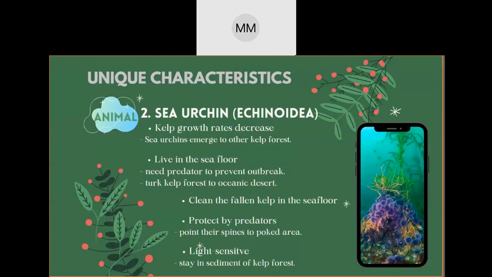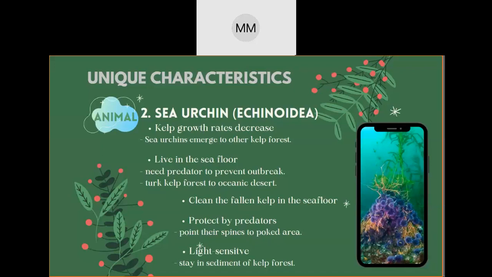Kelps grow in cool, nutrient-rich water along the coastal ocean. However, due to the warmer temperature of seawater, kelp growth rates decrease. Sea urchins can consume kelp and begin to move to other kelp forests for enough food. Sea urchins also survive in conditions without the presence of predators such as sea stars.